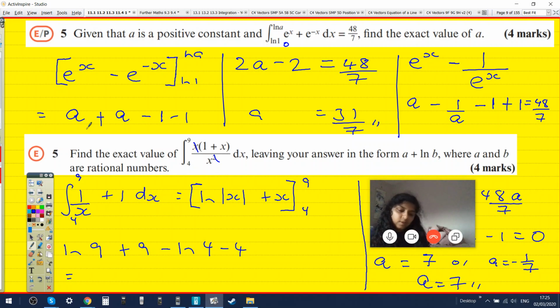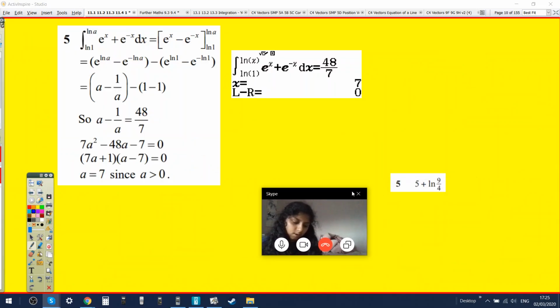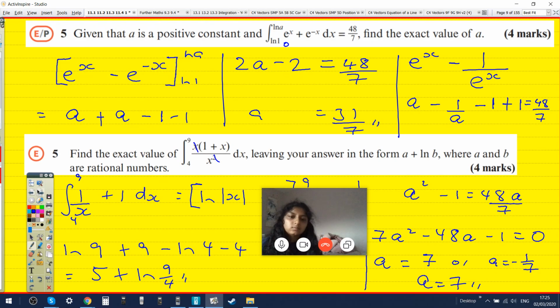I got 5 plus ln 9 over 4. Ln 9 over 4, yeah. Looks good. 5 plus ln 9 over 4. Great. Any questions about that?